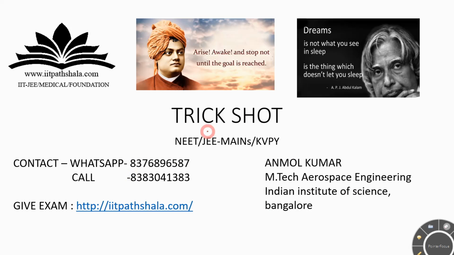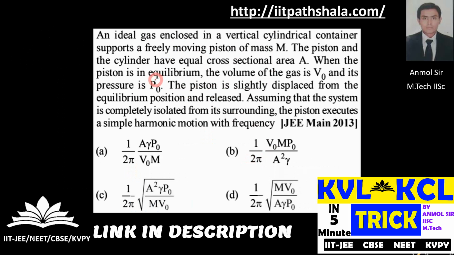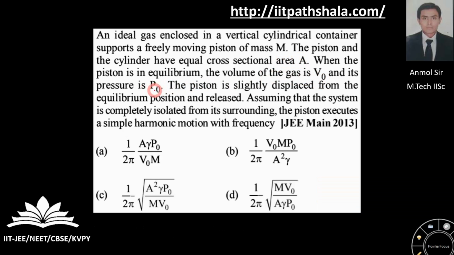So let us start with the following question. In the following question, you are given a vertical cylinder and you have an ideal gas enclosed in the vertical cylinder, and your piston is carrying a mass m. Your piston has area A, which is equivalent to the area of the vertical cylinder, and initially you have P0 and V0 as the pressure and volume of the gas.